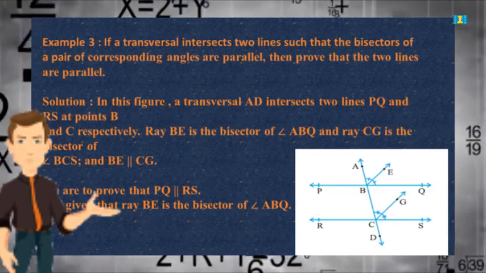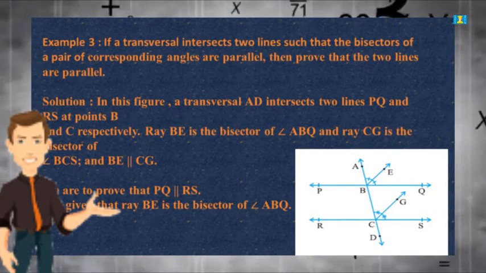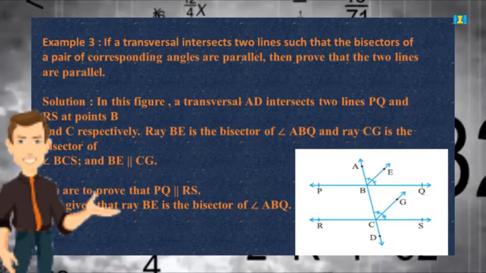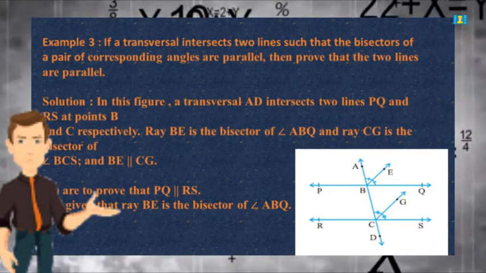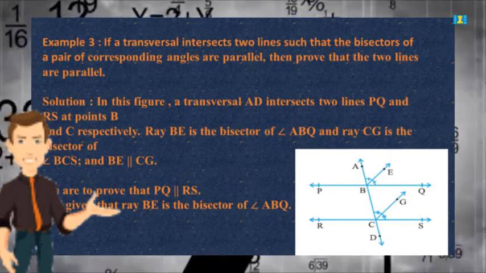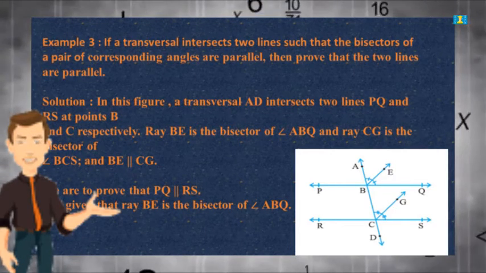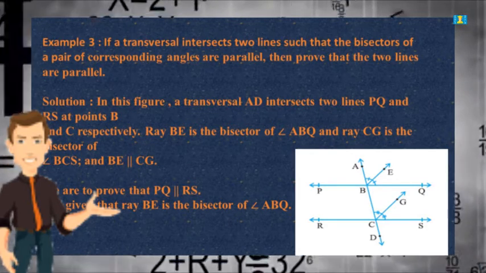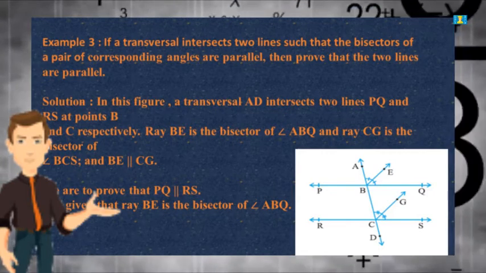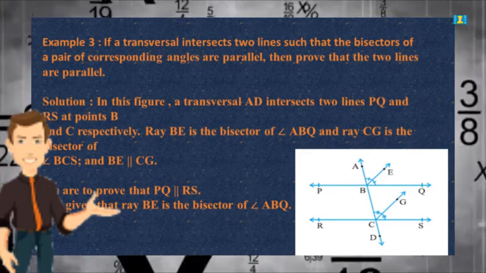Let us see an example. If a transversal intersects two lines such that the bisectors of a pair of corresponding angles are parallel, then prove that the two lines are parallel. Solution. Given a figure. From the figure, a transversal AD intersects two lines PQ and RS at points B and C respectively. Ray BE is the bisector of angle ABQ and ray CG is the bisector of angle BCS and BE is parallel to CG. We have to prove that PQ is parallel to RS.